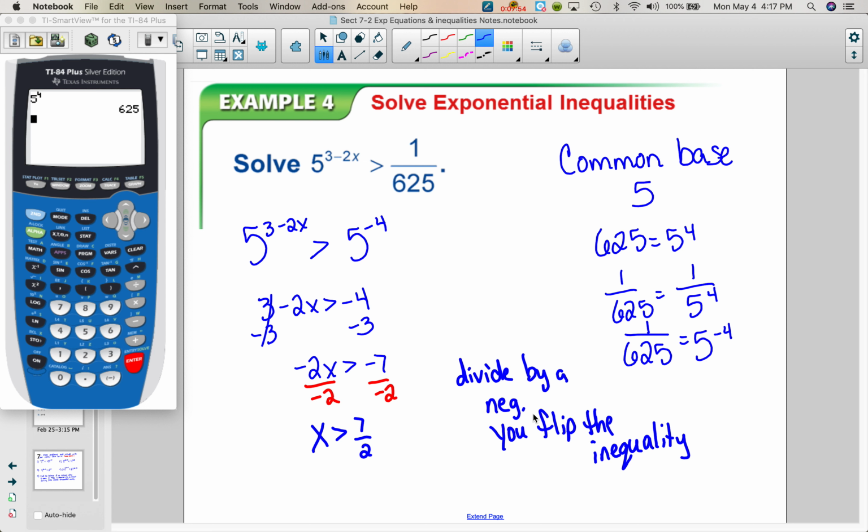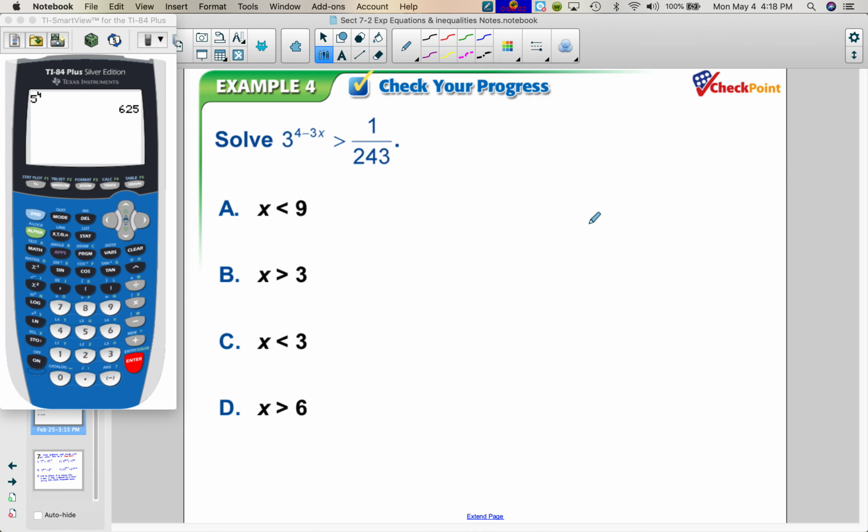Okay, so a couple things to remember. This is not new. When you multiply or divide by a negative, you have to flip the inequality symbol. Okay, so go ahead and pause this and try this one.